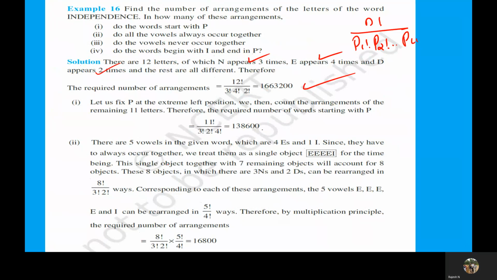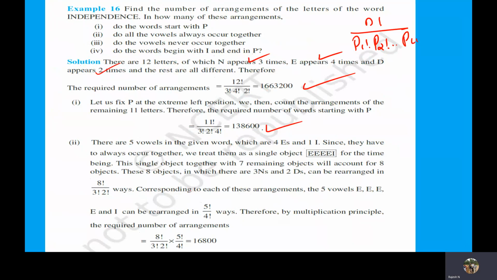This is the answer. Now, if you fix the P at one end, P at the starting place, then the remaining 11 letters can be arranged in 11 factorial by 3 factorial into 2 factorial into 4 factorial. So the answer is this.